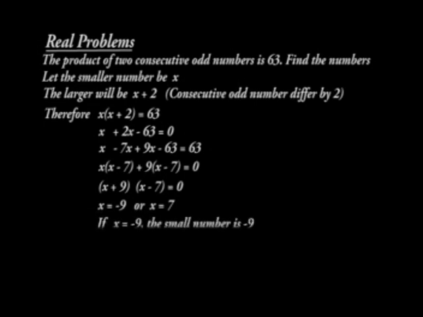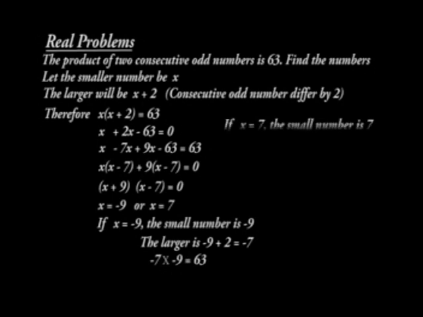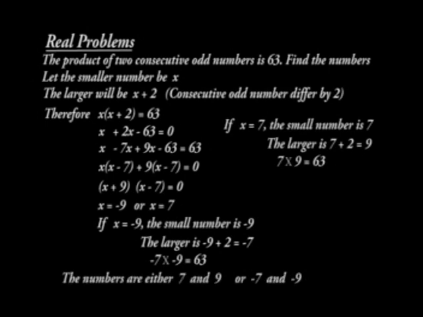Let's see if it is true. If x is minus 9, the smaller number is minus 9 and the larger number is minus 9 plus 2, which is minus 7. Minus 7 times minus 9 is 63, which is correct. Again, if x is 7, the smaller number is 7 and the larger number is 7 plus 2, which is 9. 7 times 9 is 63. Again, it is true. The numbers are either 7 and 9 or minus 7 and minus 9.